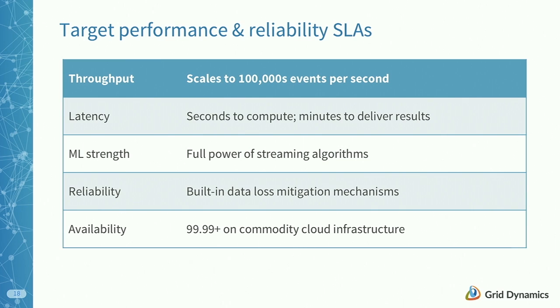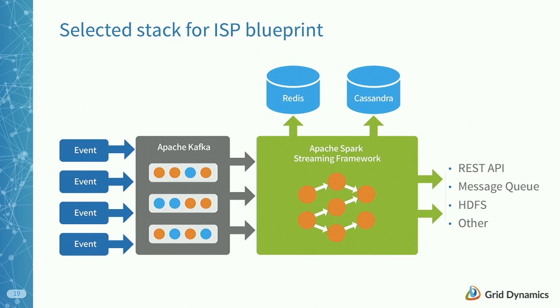Latency is about seconds to really compute the actionable insight and what you want to do with it, and about minutes to then deliver it to whatever is the end receiver of that system, right? Pretty good reliability on commodity type of infrastructure. And generally, streaming systems look something like this.